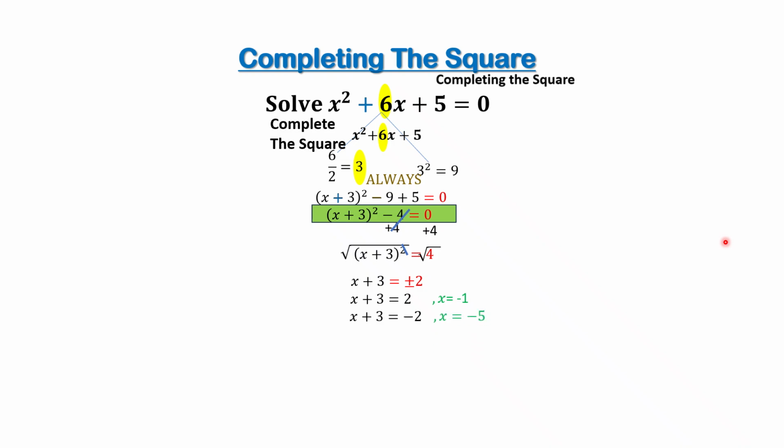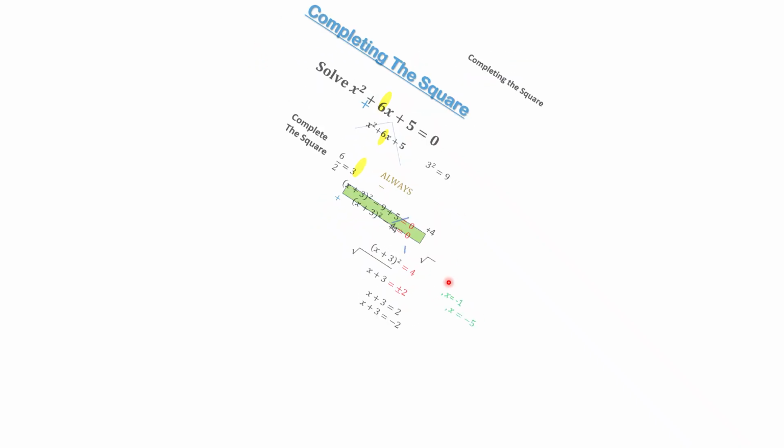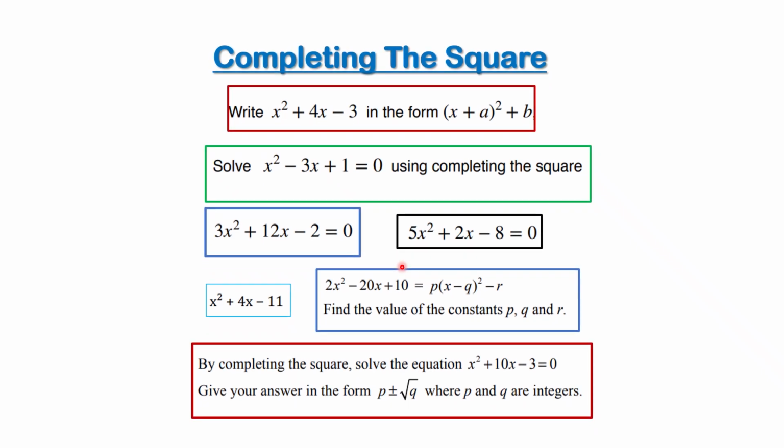And that's it. You finish completing the square. It's a lot more than factorization, and it's a lot more than the quadratic formula. Why do we need to learn it then? Because sometimes the question specifically asks you to complete the square. Not only that, sometimes you don't know which two numbers multiply to make this and add to make that. So you need to know many methods to be able to solve.